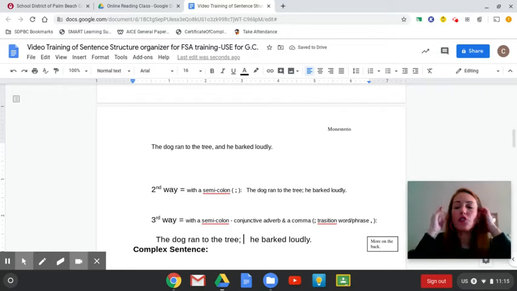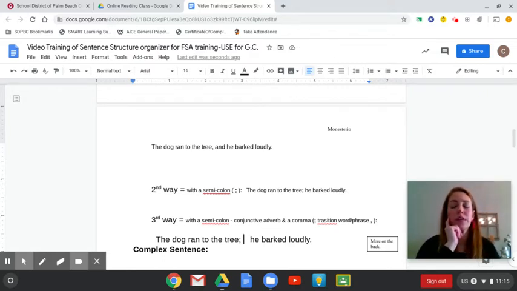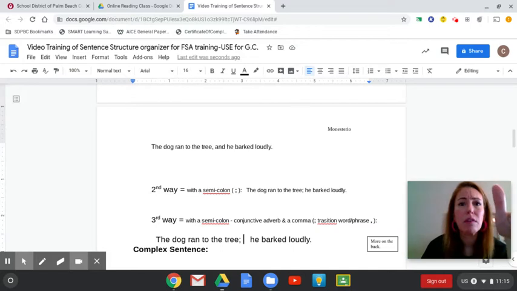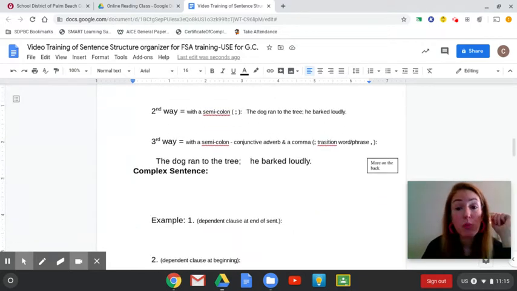What is a transition word? Let's think of some transition words that might fit here. The dog ran to the tree. However, he barked loudly. No, that doesn't make sense because it's not an opposite. "However" means opposite. What are transition words again? Let's think of them. However, therefore, furthermore is a transition word.